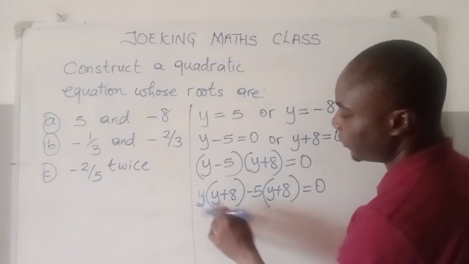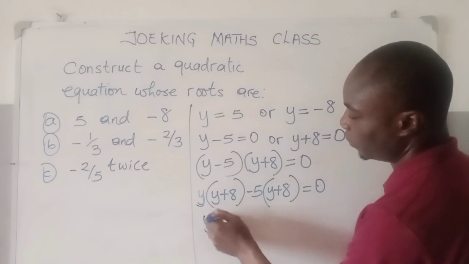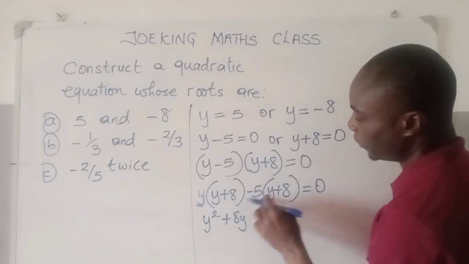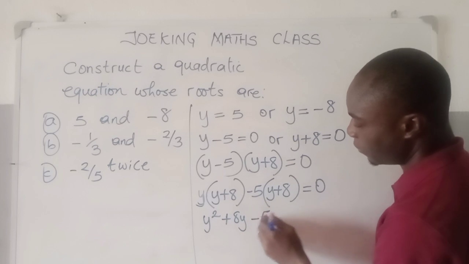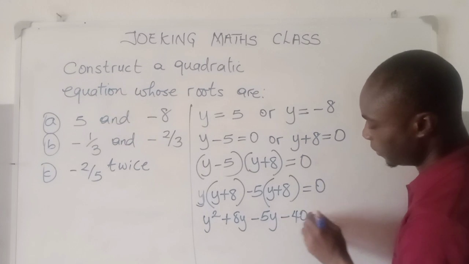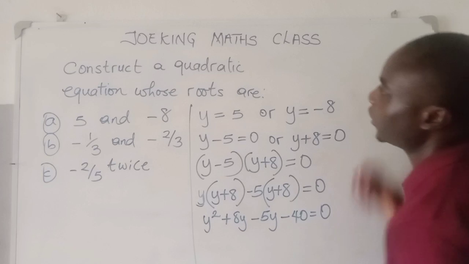So y times y will give me y squared. y times 8, I'll have 8y. Minus 5 times y, I'll have minus 5y. And minus 5 times 8, I have minus 40. And that's equal to 0.